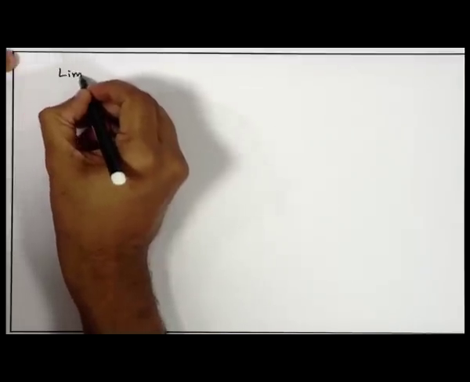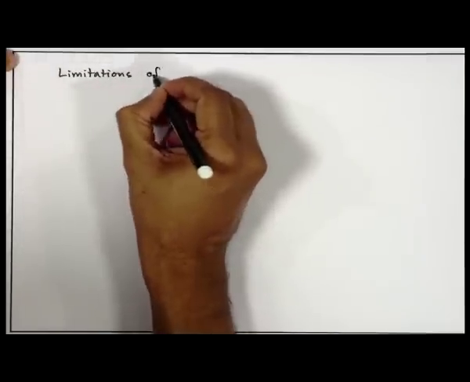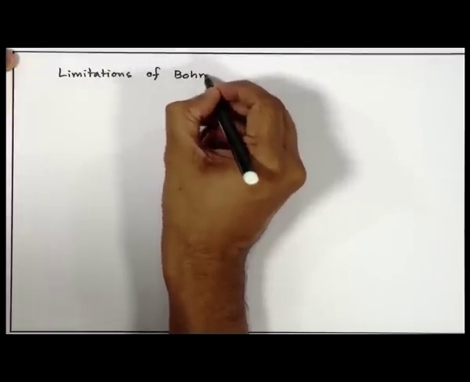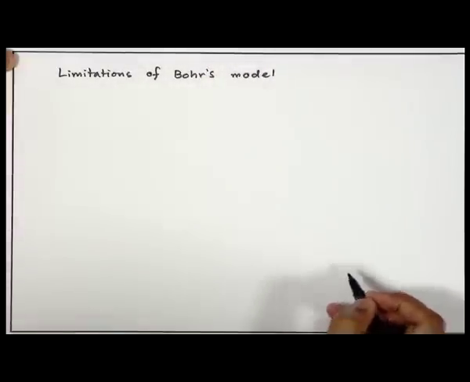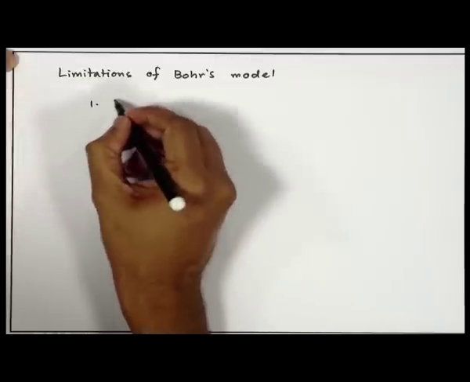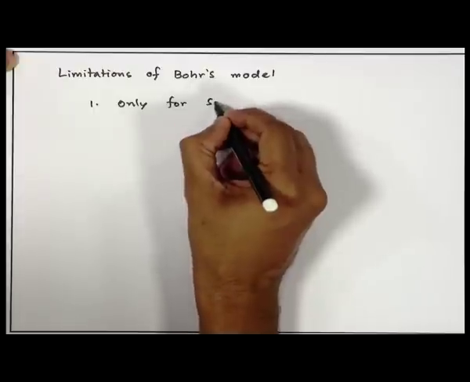We saw Bohr's atomic model could explain the emission spectrum of the hydrogen atom, but there were several limitations to Bohr's atomic model. We will discuss the limitations now. The limitations of Bohr's model. One very important limitation is that this model is applicable only for single electronic species.